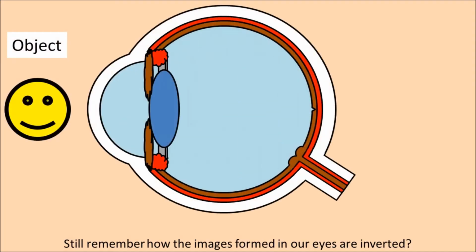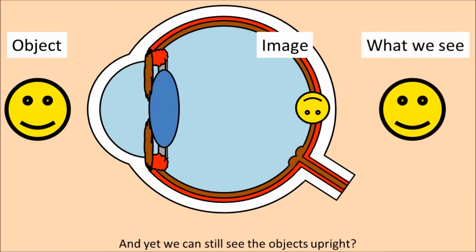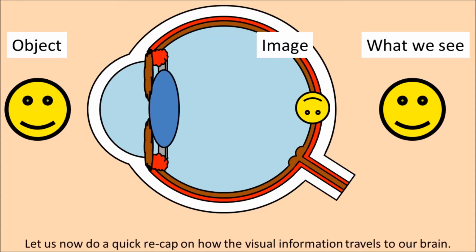Still remember how the images formed in our eyes are inverted? And yet we can still see the objects upright. Astonishing, isn't it? Let us now do a quick recap on how the visual information travels to our brain.